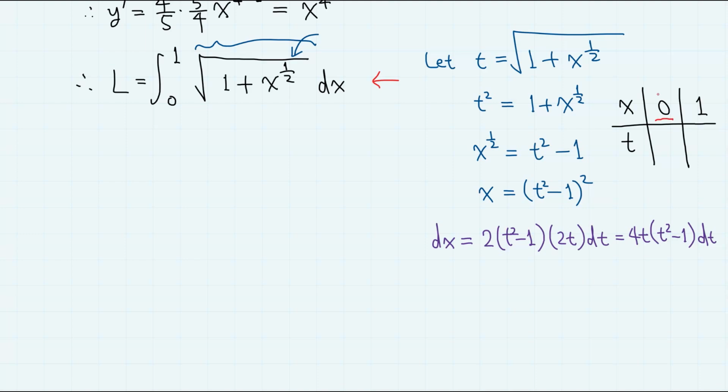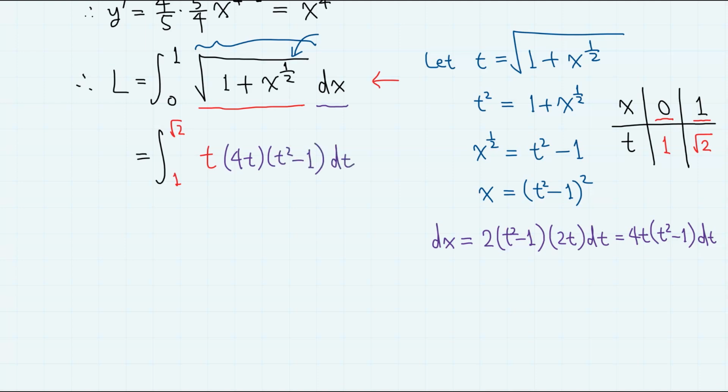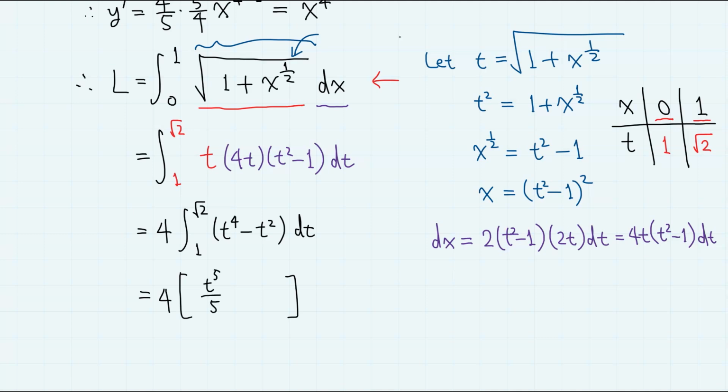Now when x equals 0, t equals 1, and when x equals 1, then t equals square root of 2. So we have the integral now from 1 to square root of 2, and this is t, and dx is 4t (t squared minus 1) dt. So we have constant 4 times the integral, and we have t to the 4th power minus t squared. So we have 4 times the antiderivative, t to the 5th power over 5 minus t cubed over 3.